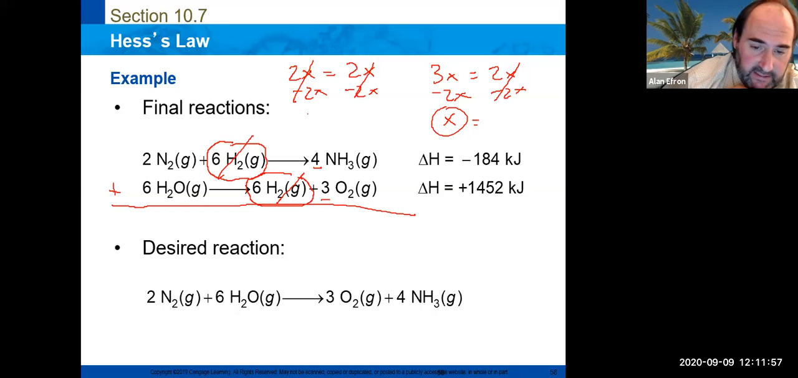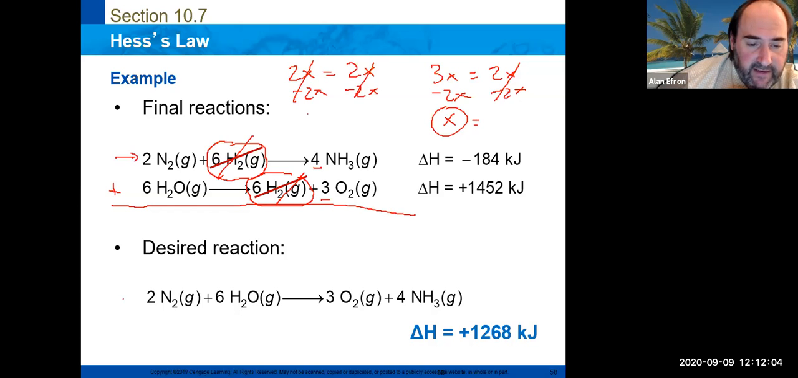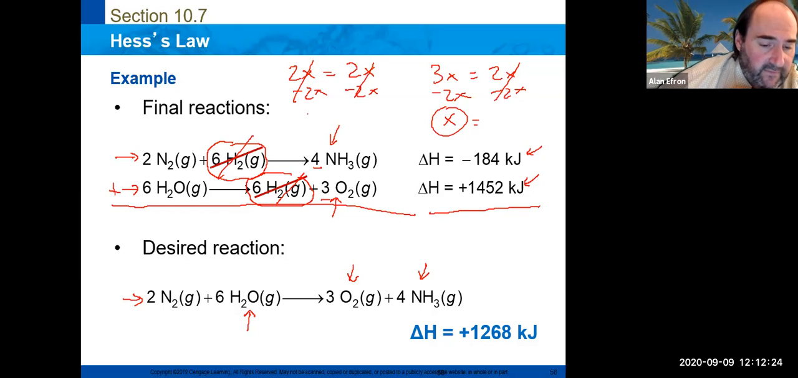And what that leaves us is, as we talked about here, the overall reaction that we wanted. We have the 2 N2s on the left-hand side. We have the 6 H2Os on the left-hand side. We have the 4 NH3s on the right-hand side and the 3 O2s on the right-hand side. And to get our final amount of energy, after we correctly adjusted all of these values, we simply add them together. So when you take the 1452 and you add it to the minus 184, that is how we get to our number down here, by simply adding those together.